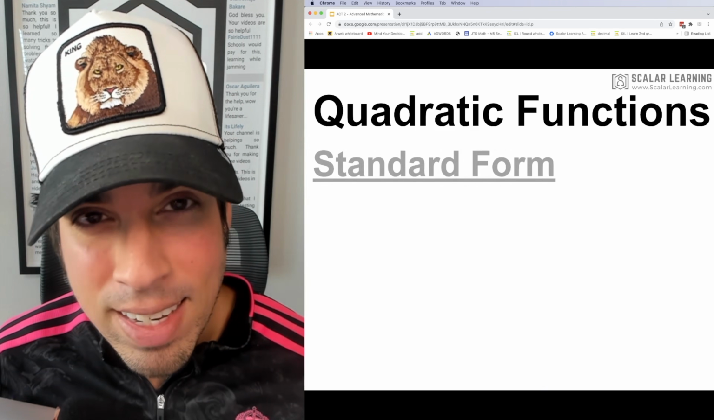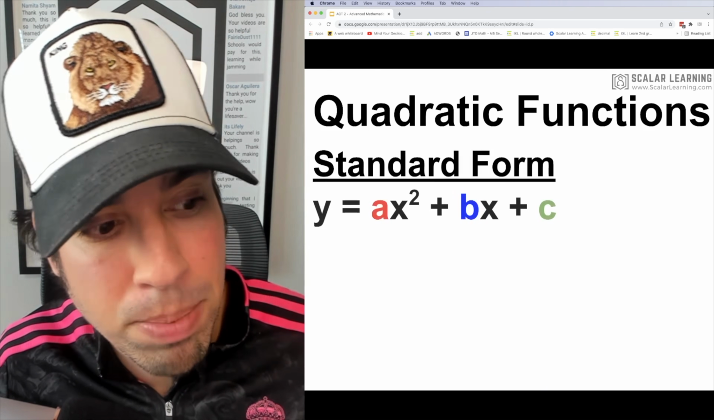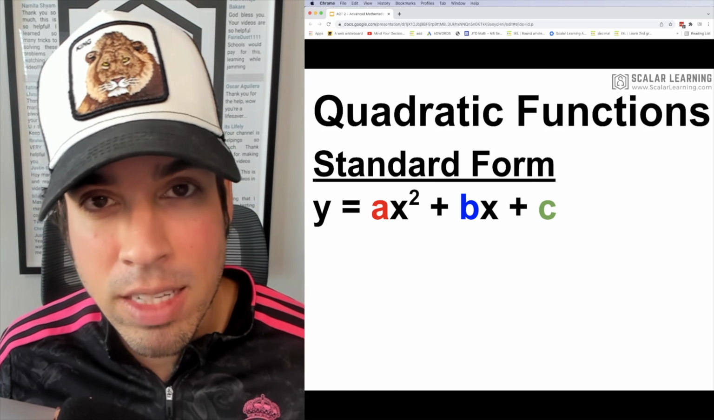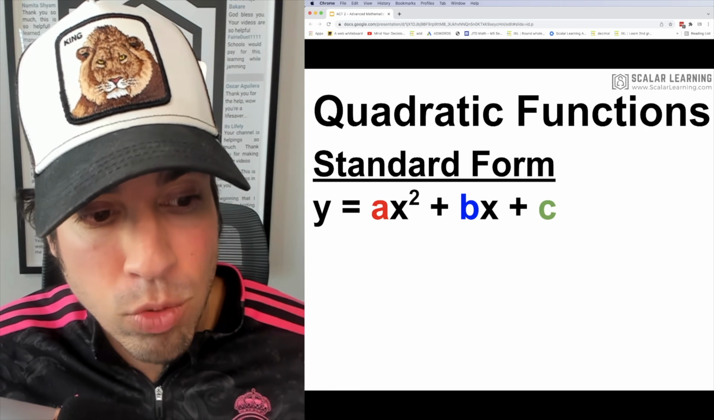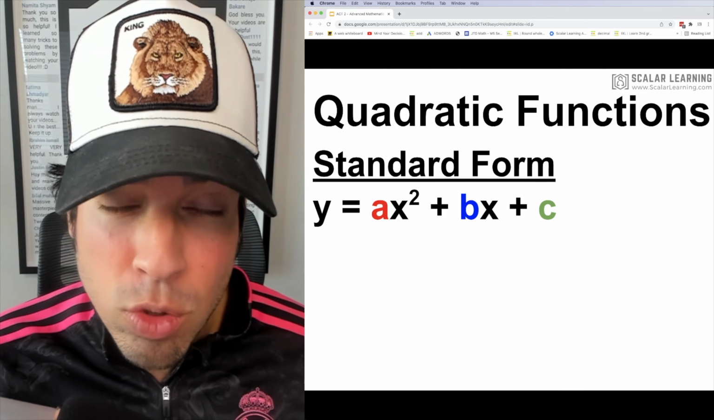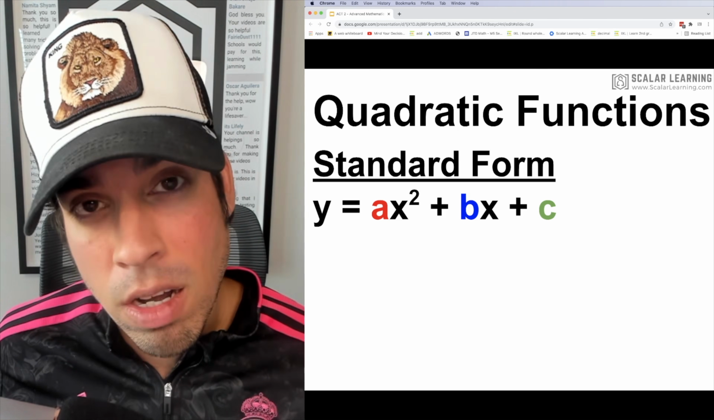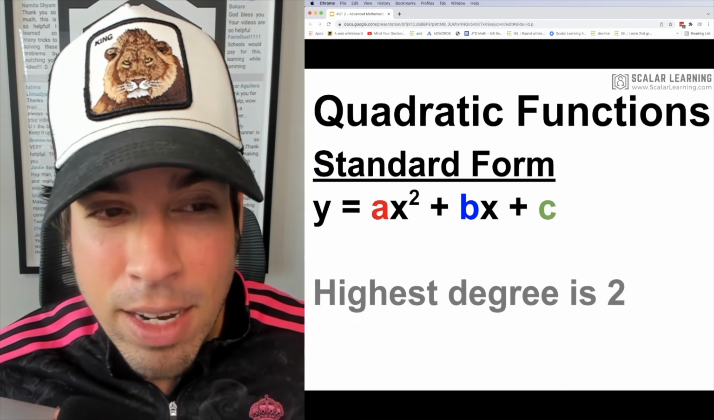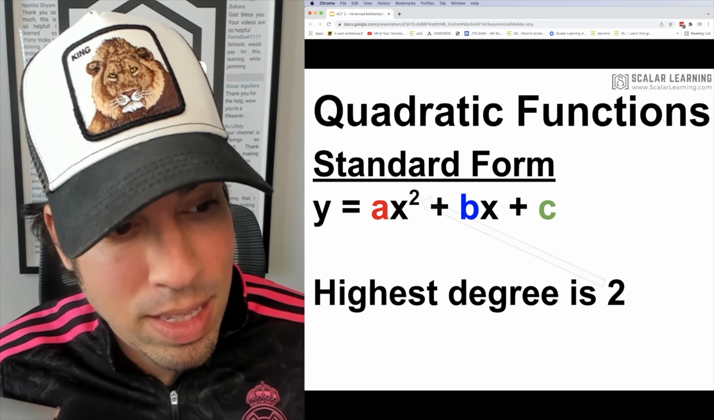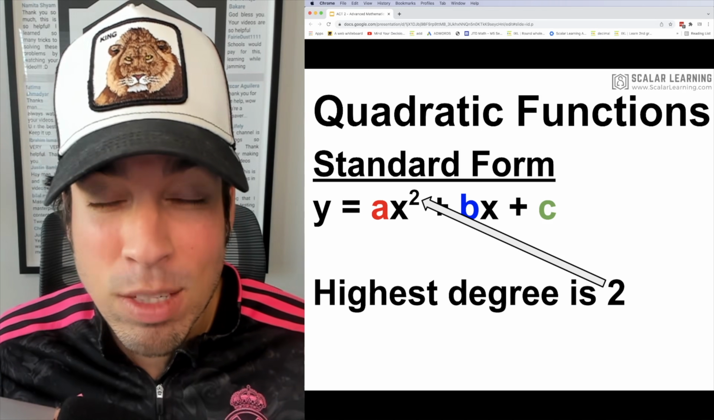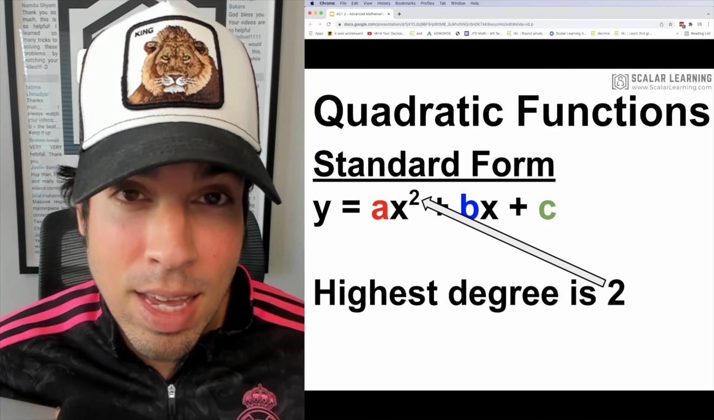Now let's talk about standard form of a quadratic. It's simply ax squared plus bx plus c. And this is super important as we go on to remember this ax squared plus bx plus c format, because we can use that to find different components of a quadratic function. The defining characteristic of a quadratic is that the highest degree is going to be 2, meaning that x squared, you're not going to see any exponents above that, but you got to see that at least once.